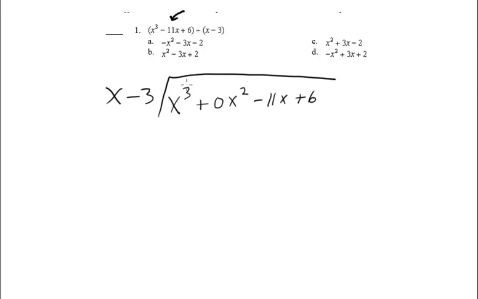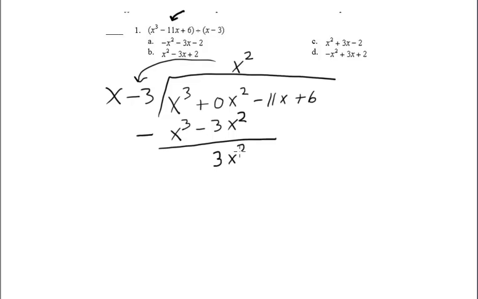So the first thing we want to do is look at what times x is x cubed. Well, that's x squared. So x squared times this is x cubed minus 3x squared. So in long division, all we're doing is subtracting. X cubed minus x cubed is 0. 0 minus a negative, that's a positive, so that's 3x squared. And then we just bring down our next term, minus 11x.